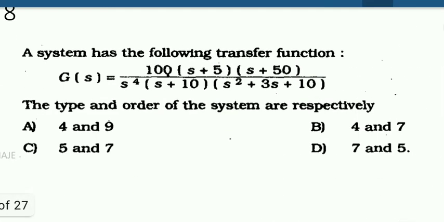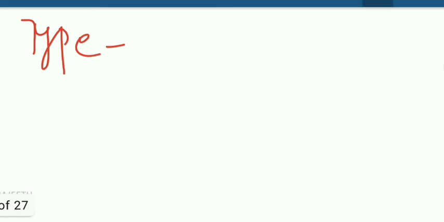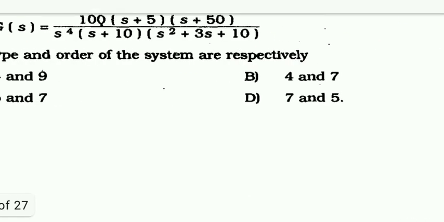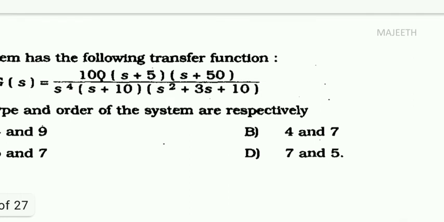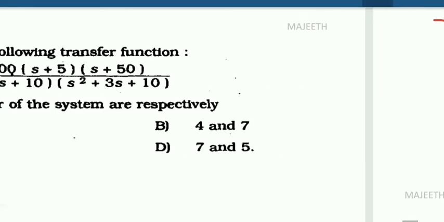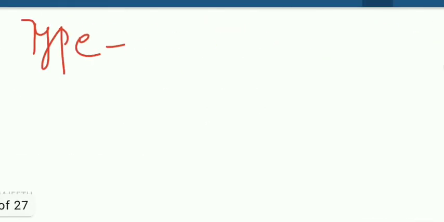Next one: a system has the following transfer function. Find the type and order. What is type? Type is the number of poles at the origin. How many poles are at the origin in this equation? Poles at the origin are given by the simple s factor, the power of s. It is power 4, so we have 4 poles lying at the origin. So the type is 4.